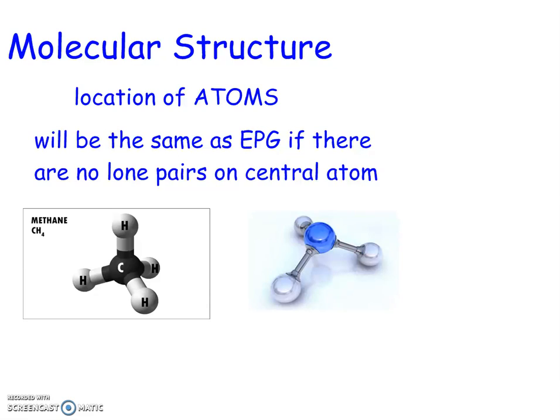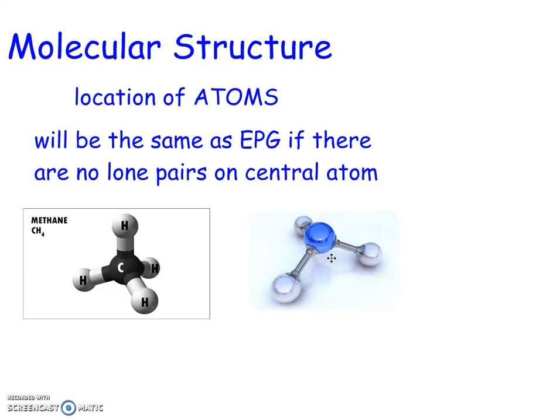Molecular structure is looking not just at where the electrons are. Remember, for the electron pair geometry, we don't care whether it's a bond or a lone pair. When we're looking at the molecular structure, we're looking at the location of atoms. Both methane and ammonia have tetrahedral electron pair geometry. Methane has 4 bonds coming off of the carbon. Ammonia has 3 bonds and 1 electron lone pair. So they both have 4 regions of electron density.